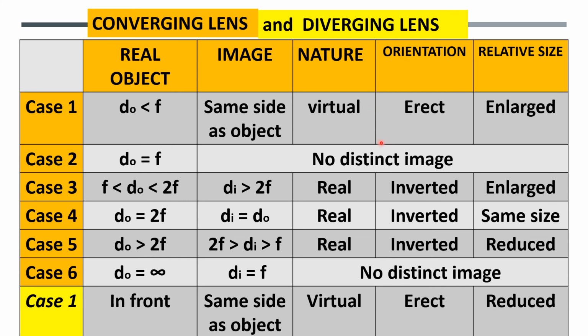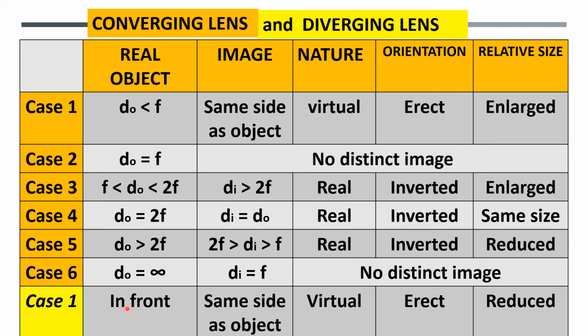All right, so this is now the summary. We have here in this table the 6 cases when we are talking about image formation by converging lenses. There are 6 cases: case 1, 2, 3, 4, 5, and 6. These are all for converging lenses. While for diverging lens, there's only one case. So let's talk about the diverging lens first. This is the example that we had in our problem number 1.